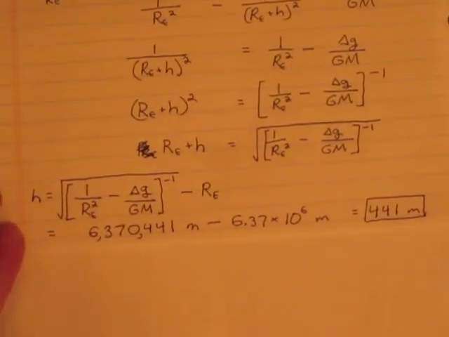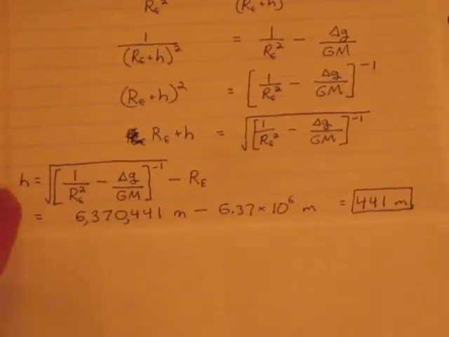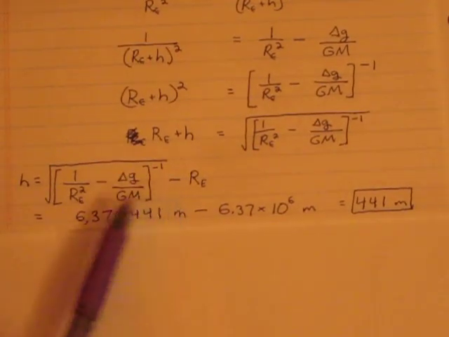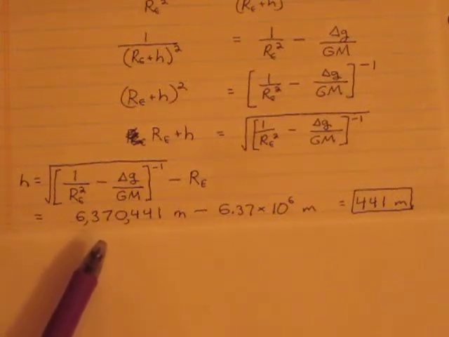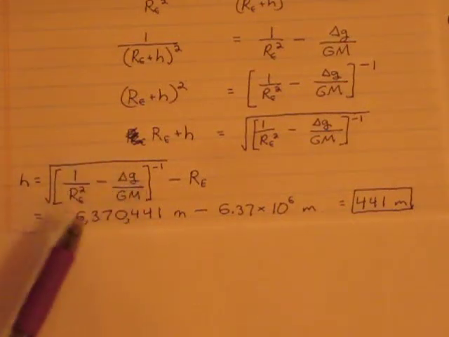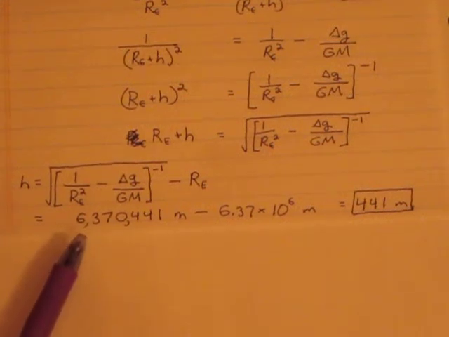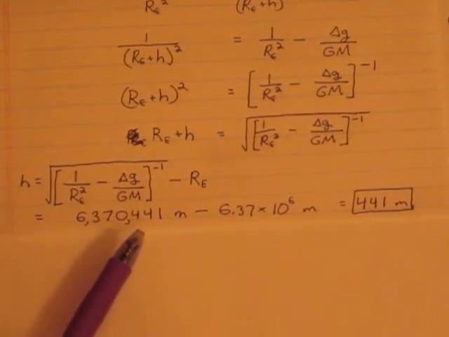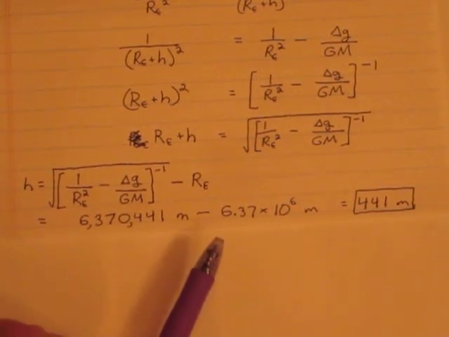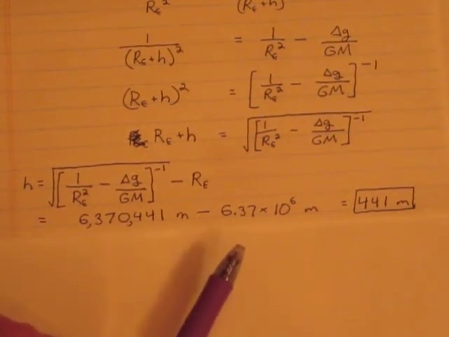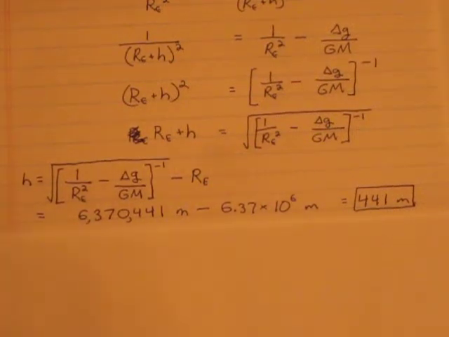So once you do what's on the right-hand side of the equation, you just subtract radius of the Earth, and the height is, no, that whole square root term comes out to be 6,370,441 meters. Then we subtract away the radius of the Earth, 6,370,000 meters, and we get 441 meters as the height of the tower.